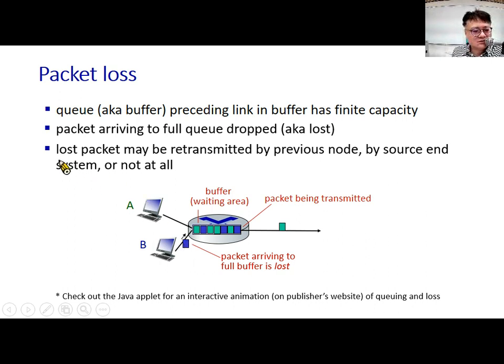So the lost packet may be retransmitted, right? Because this one packet is already lost. So B should be retransmitted by the previous node or by the source end system, or not at all. Actually, we can check. You can Google packet loss. Actually the behavior is the same as the animation.